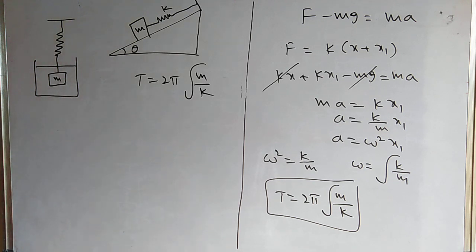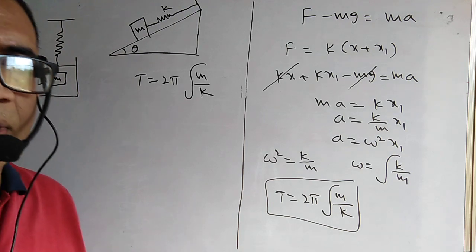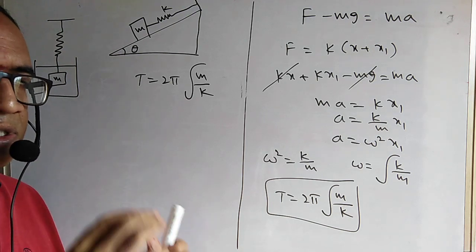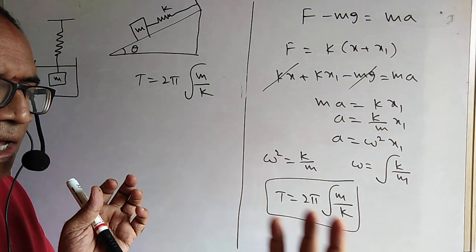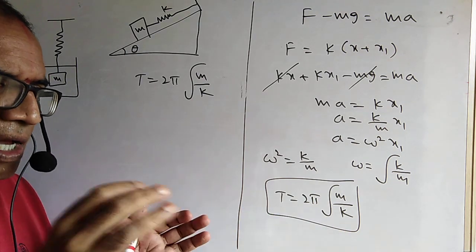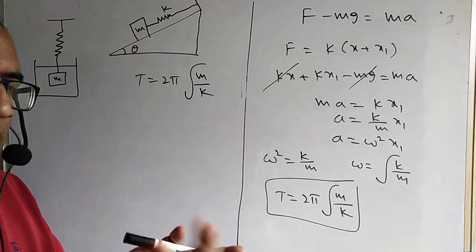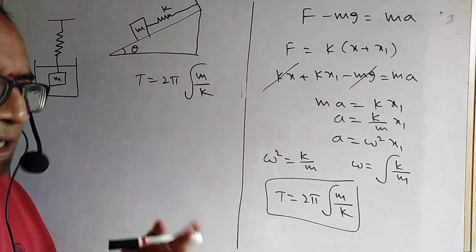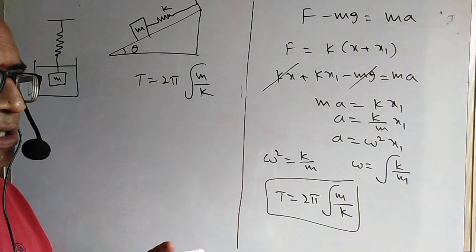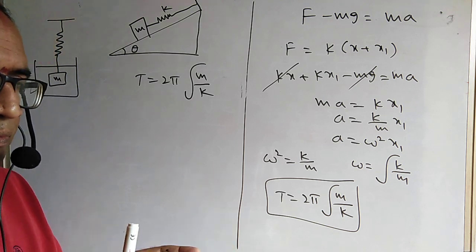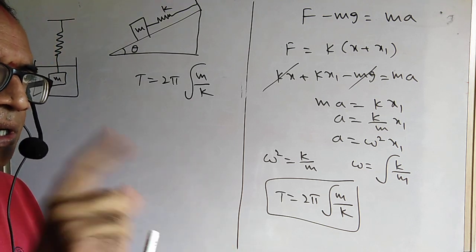For example, let us take a satellite. If the satellite is rotating around the earth and I wanted to calculate the time period, that time I should not use a simple pendulum. A simple pendulum depends upon g.